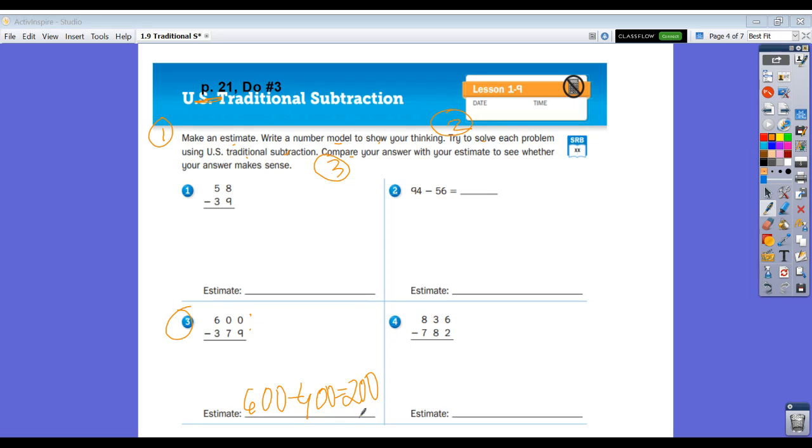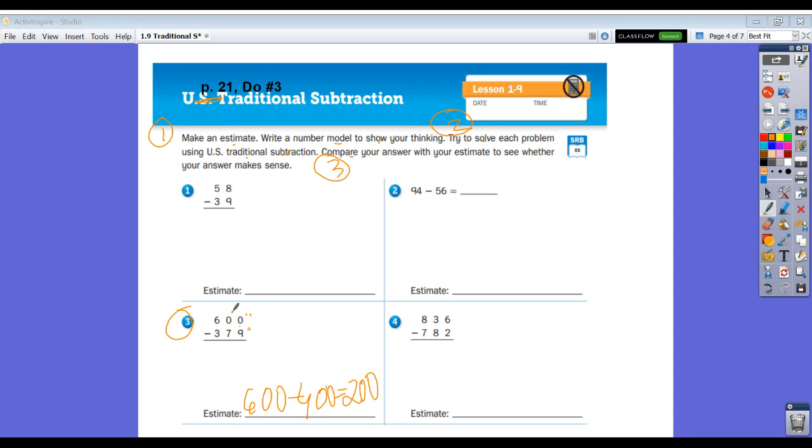I got my estimate and I have my number model. So I did step 1. Okay, now I'm going to get ready to solve. We'll take questions after. 600 minus 400 equals 200. You got it. We're doing subtraction. So it's really important to pay attention to your operation. Okay, which place value do I start in, everybody? The ones. 0 minus 9. Can we do it? Nope. Move on to the 4. Go next door.